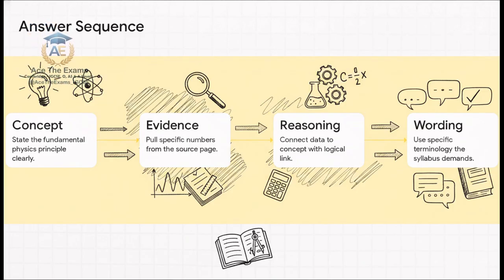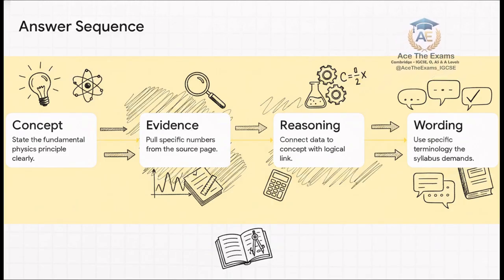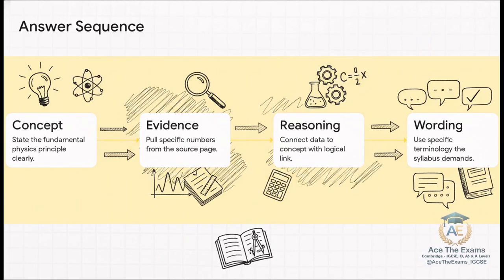The crucial point is the simple 4-step sequence. Step 1, concept. What is the fundamental physics principle being tested? Just state it clearly. Step 2, evidence or data. Pull the specific numbers or observations directly from the source page, graph, or experiment they gave you in the question.